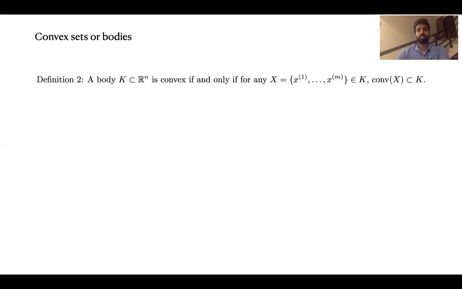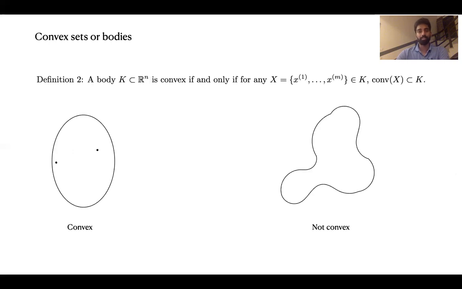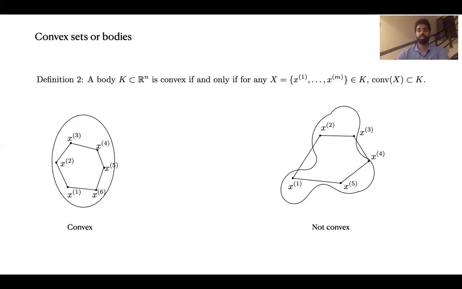This definition can be extended to more than 2 points, where you can say a body is convex if and only if for any set of points that belong to the body, the convex hull also belongs to the body. Again, the same examples: you take any set of points in the convex body, the convex hull lies completely inside, and in the non-convex body, there exist points that are inside the body, but the convex hull still goes outside the body.